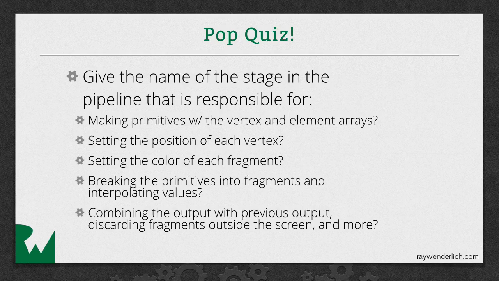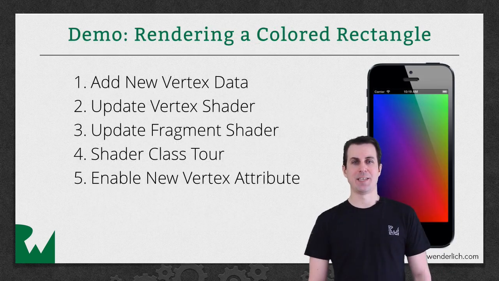First of all, making primitives with the vertex and element arrays, that will be the primitive assembly stage. Setting the position of each vertex, that's the vertex shader. Setting the color of each fragment, that's the fragment shader. Breaking the primitives into fragments and interpolating values, that's the rasterizer. Finally, combining the output with the previous output, discarding fragments outside the screen, and more, that's the testing and blending phase.